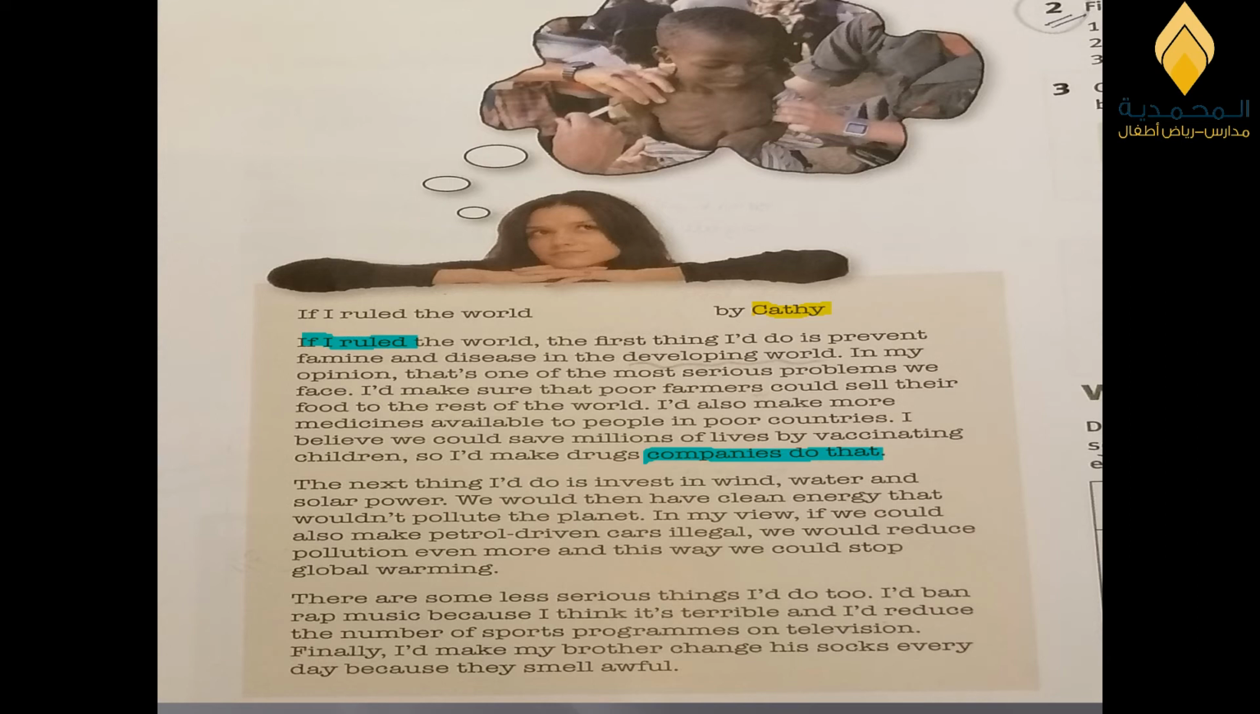So, what were the 2 most important global issues that Kathy wanted to start her paragraph with? Yes, they were famine and disease. Famine means when people are hungry, and diseases, one of them is the one that we are dealing with nowadays, which is coronavirus. Next, she mentions how she can solve those problems. So, the first part, regarding famine, she said that she will take all the food or the vegetables of the poor farmer and sell them to the world.